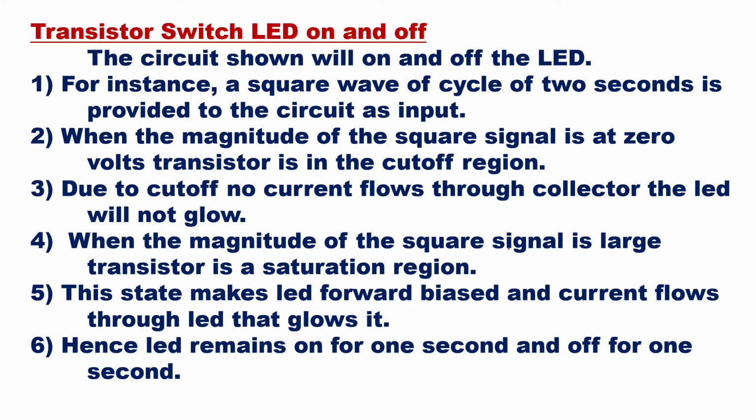Number two, when the magnitude of the square signal is at 0 volts, the transistor is in the cutoff region. Due to the cutoff, no current flows through the collector, so the LED will not glow. Fourth, when the magnitude of the square signal is large, the transistor is in the saturation region. Fifth, this state makes the LED forward biased and current flows through the LED, so it glows.